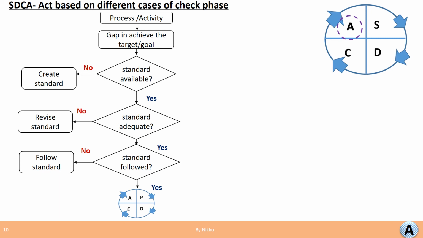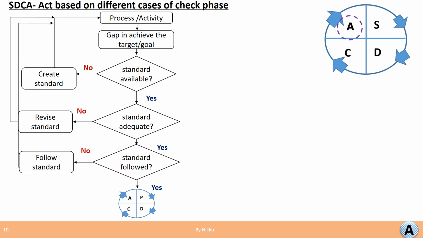We are doing the activity based on a set standard but unable to achieve our desired result. Then we need to check, is the standard available? If the standard is not available, create a standard and continue the activity. If the standard is available, then check the adequacy of the standard. If the standard is not adequate, then revise the standard and continue the activity. But if the standard is adequate, then check whether the standard is followed or not. If the standard is not followed, follow the standard and continue the process.